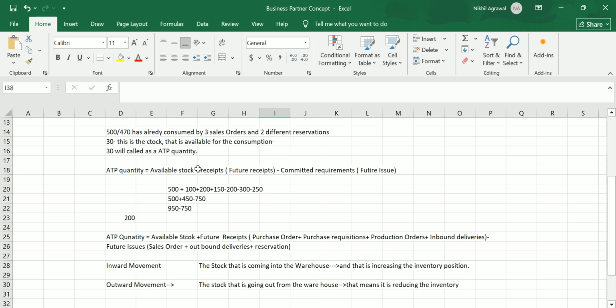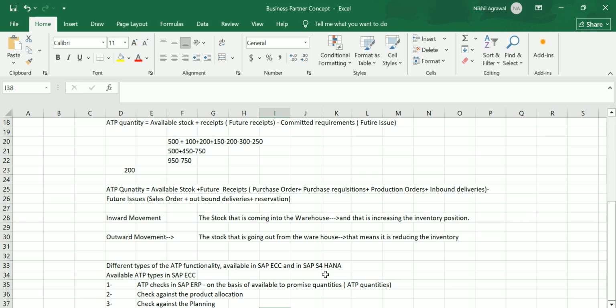Or the ATP quantity will be equal to the available stock that we are seeing at the MMBE level plus future receipts, that can be against the purchase order, purchase requisitions, production order, planned order as well, inbound deliveries, minus future issues, that implies sales order, outbound deliveries, reservations. Then we discussed the different types of ATP functionality that is available in SAP ECC.